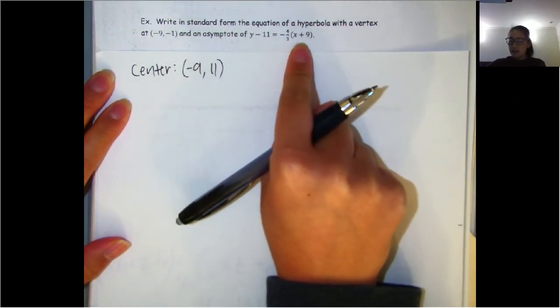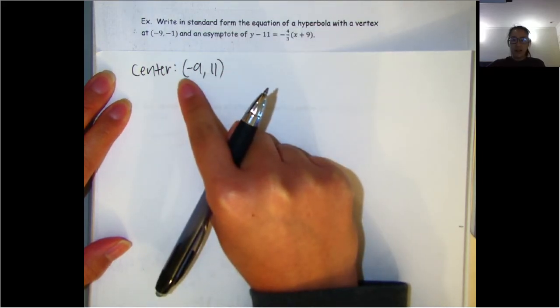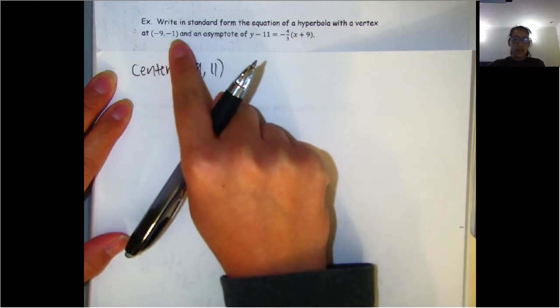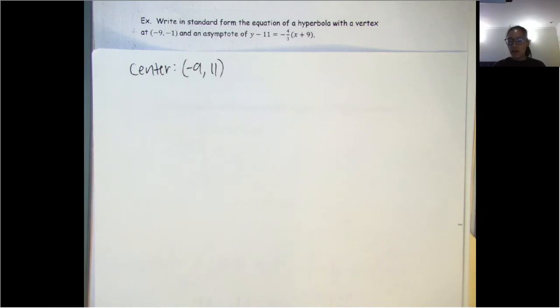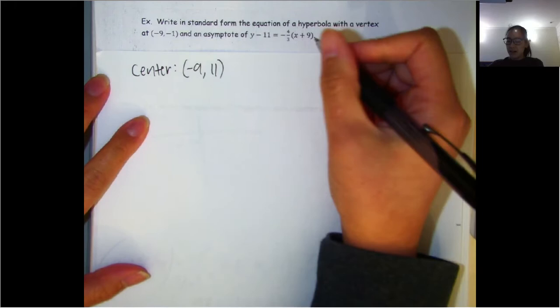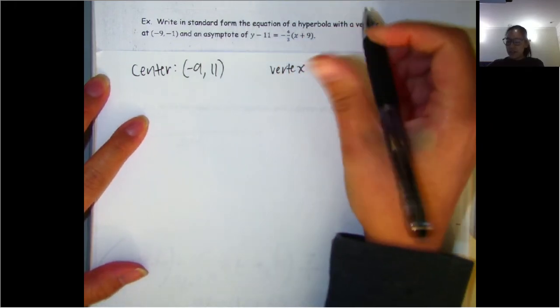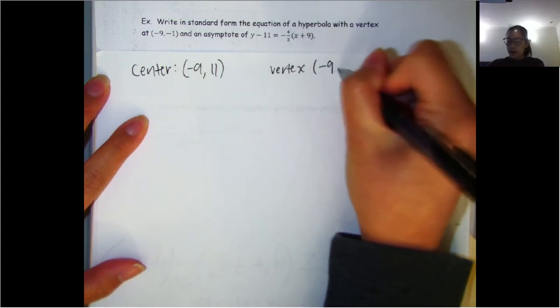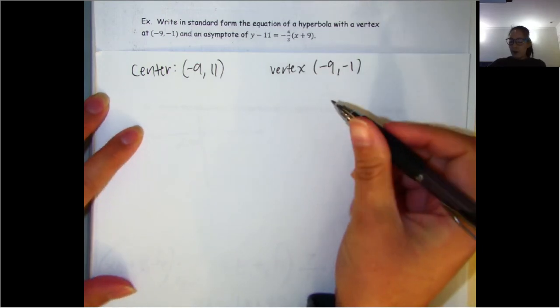As you can see, it also lines up that the center would be at x equals -9, because the vertex is at -9, -1. So the center and the vertex must share at least one coordinate value, and it sure does. So if the center is at -9, 11, and a vertex is at -9, -1, you should be able to tell what type of hyperbola this is going to be.